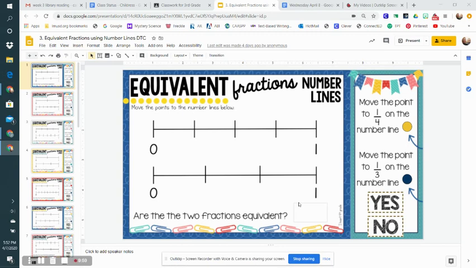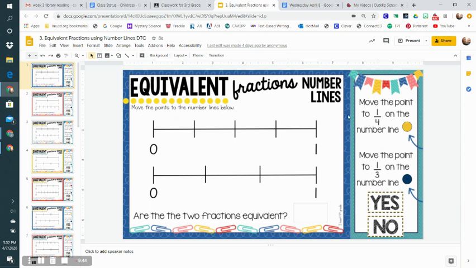Good morning, third graders. Today we're going to be looking at equivalent fractions again. This time, though, we're going to be looking at them on number lines. You have a couple of things that you need to do here. The first thing you need to do is it tells you to move the points to the number lines below.